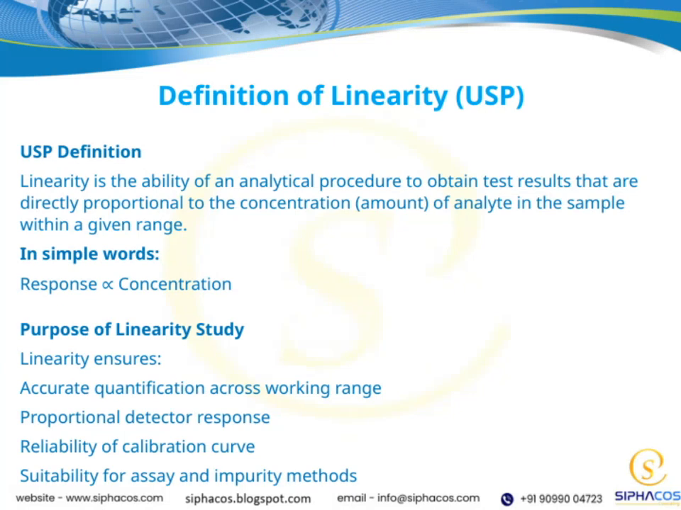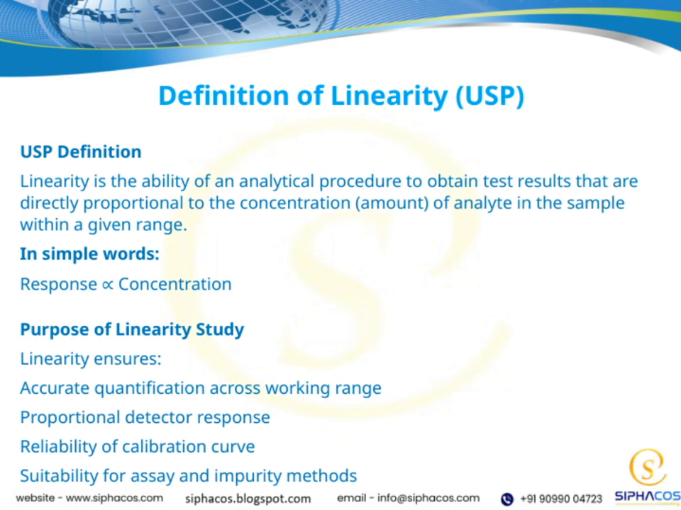Let's start by understanding what linearity means in the context of USP. Essentially, linearity refers to the ability of an analytical procedure to produce test results that are directly proportional to the concentration or amount of analyte present in a sample, within a specific range. In simpler terms, if you increase the concentration of the analyte, the response from the detector should increase proportionally. We often express this as response is proportional to concentration. This proportionality is crucial because it allows us to accurately quantify the analyte in different samples.